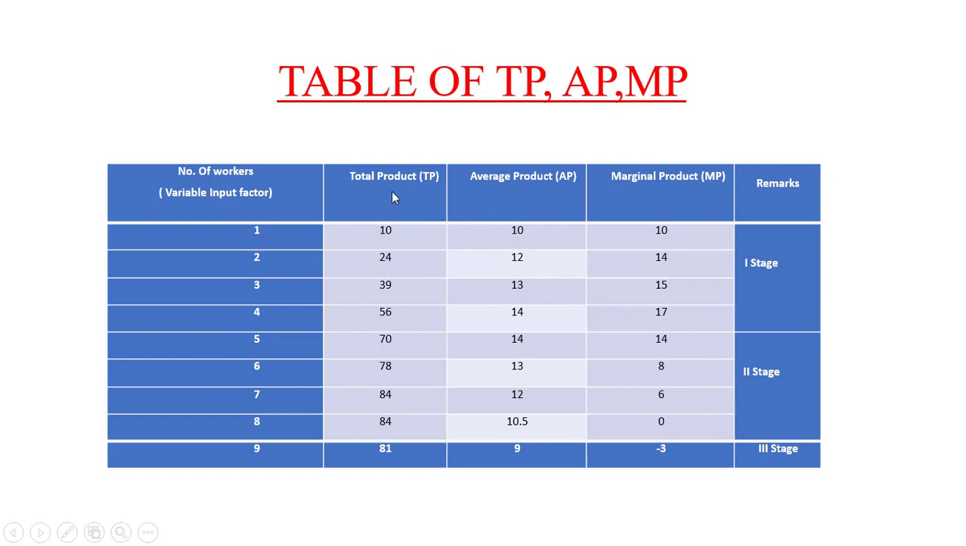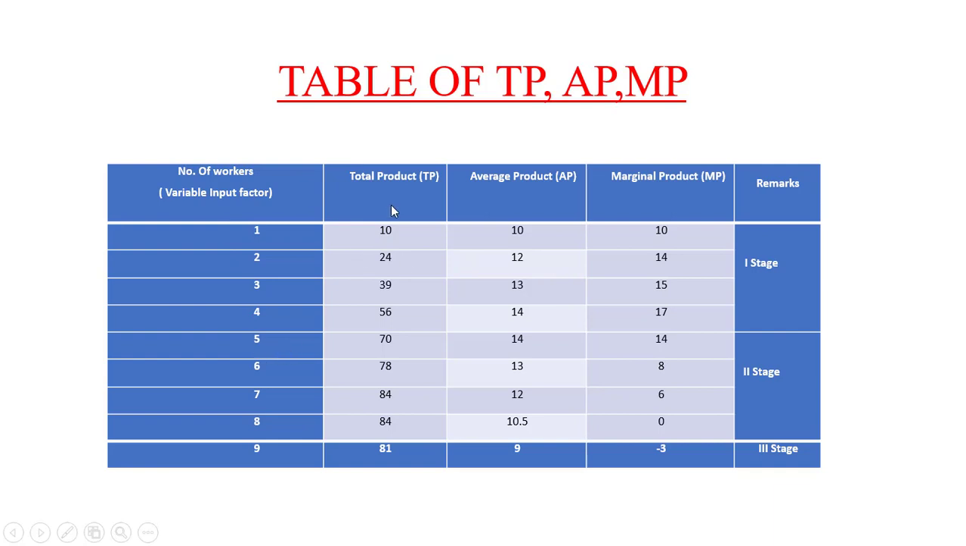Now here when we come to total product, you see here 24, it is increasing, right? When it is increasing, it is in the first stage. That means when it is increasing, the average product is also increasing and the marginal product is also increasing. That is the first stage. The relationship between TP, AP and MP is: when the total product is increasing, average product also increases and marginal product also increases as the input is increasing.